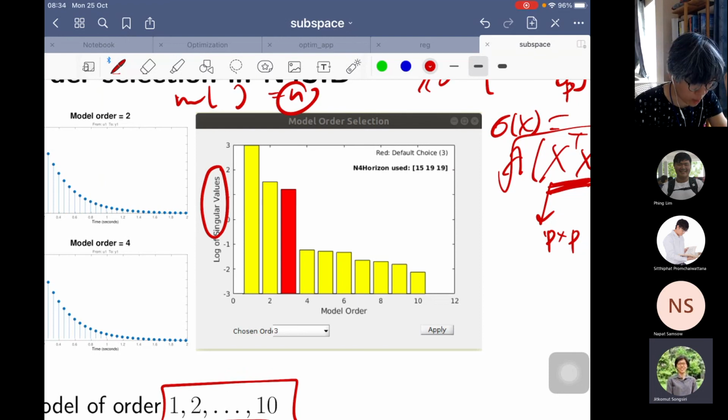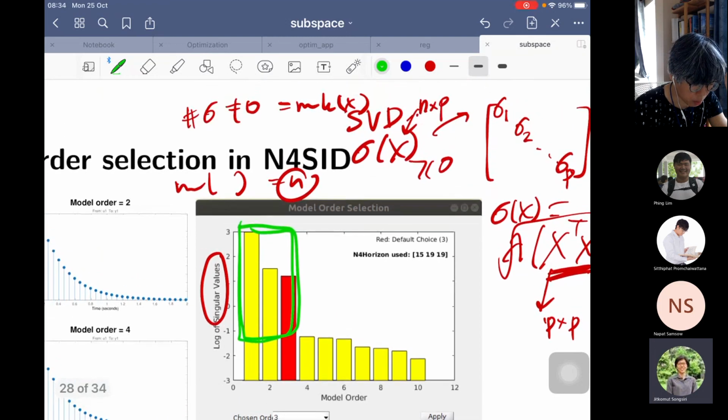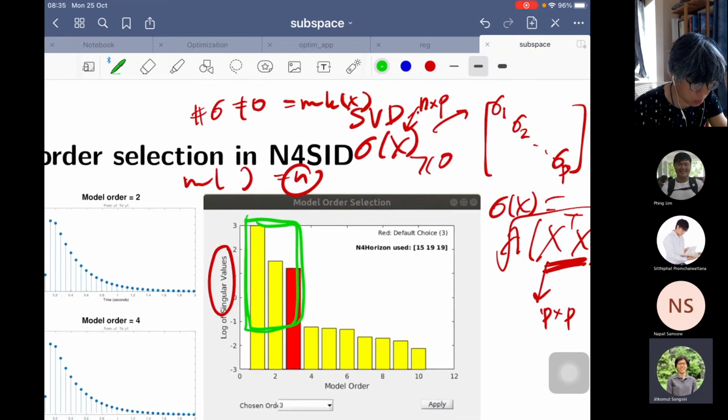So that's why when the algorithm calculates the singular values, we focus on the significant ones, right? Because the number of large singular values determines the rank of the matrix, and from the concept of subspace, the rank of that matrix is associated with the model order.